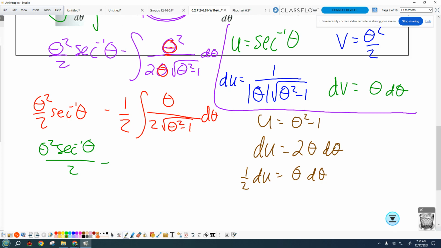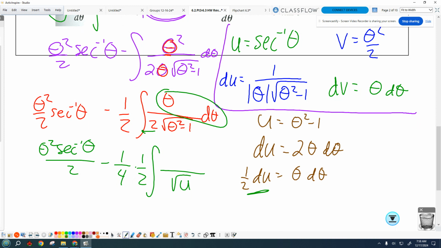And Flynn said to take that other half out, I'm going to take this 2 out also, just because. So I have the square root of u, and I have theta d theta left to deal with, and theta d theta is 1/2 du.